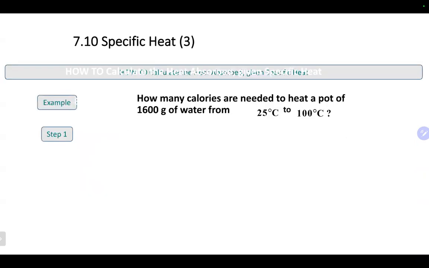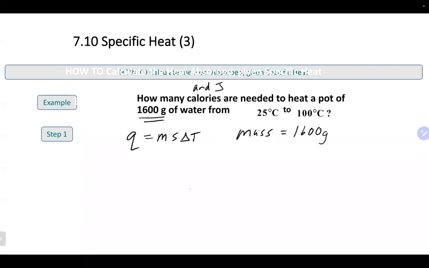So let's take a look at one. How many calories? We'll do calories that are needed to heat a pot of water, 1,600 grams of it, from 25 degrees Celsius to 100 degrees Celsius. So we can use our specific heat equation. Now we have our mass, which is given to us in this case, which is 1,600 grams. We have our specific heat capacity, which we could find off that table.